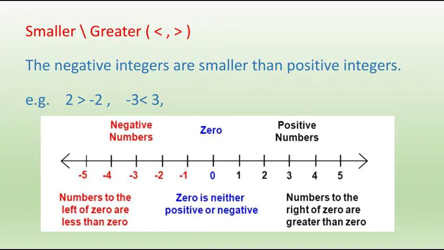Here you can see numbers on the left of 0 are less than 0, which are negative numbers, and numbers to the right of 0 are greater than 0, which are positive numbers, and 0 is neither positive nor negative.